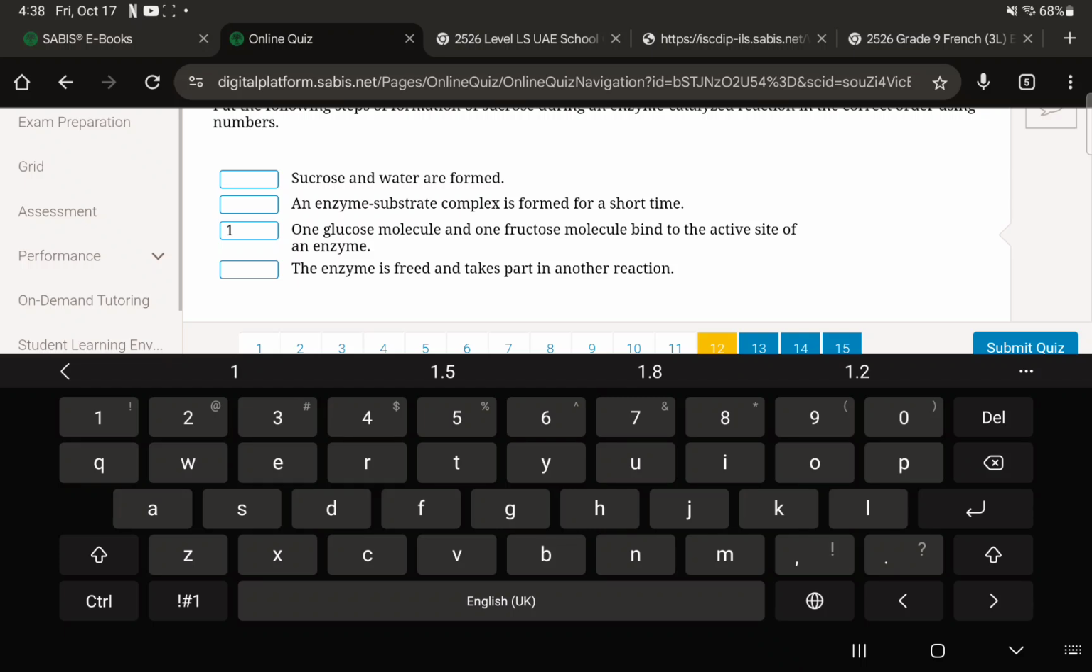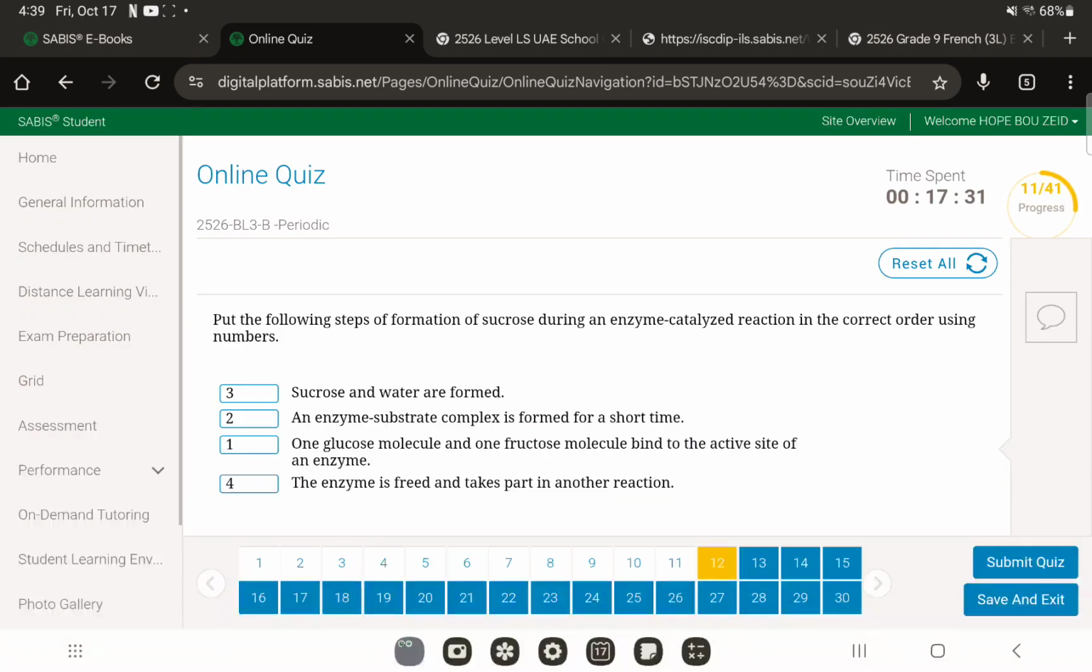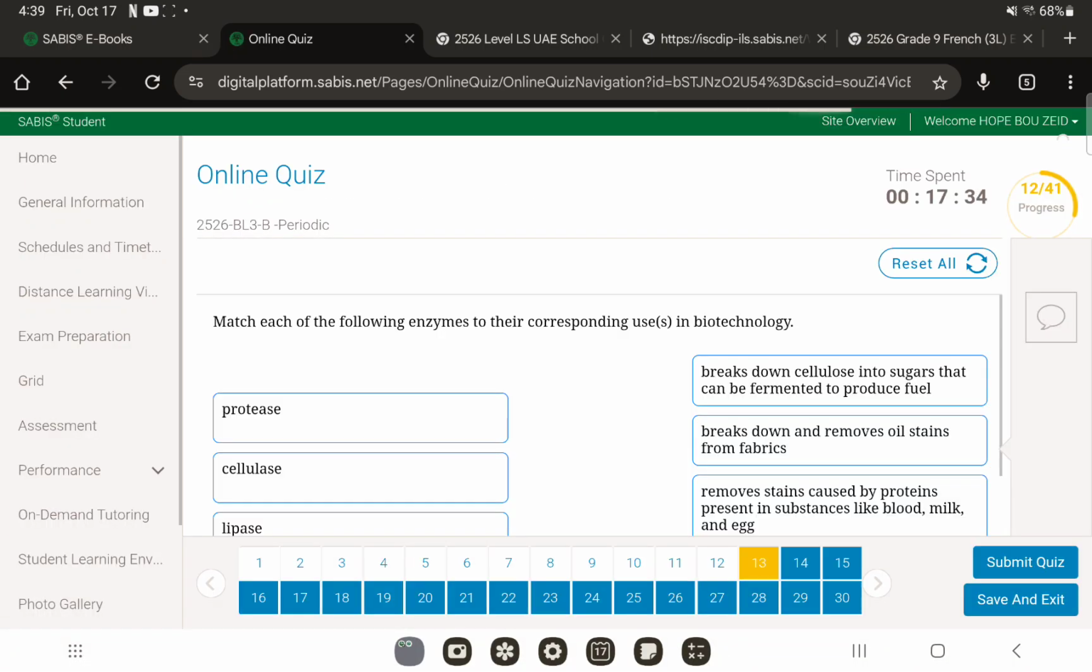So that's 1. 2 is an enzyme substrate complex is formed for a short while, because once they bind together, that is the complex or the molecule that is made, enzyme substrate complex. Then afterwards, sucrose and water are formed. In other words, the products are formed and the enzyme is freed and takes part in another reaction. Next question.